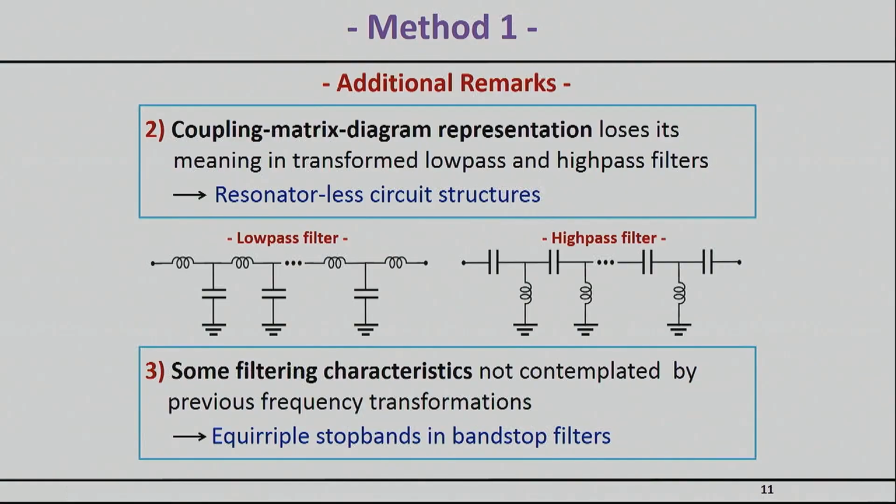There are a couple of other additional remarks which I kind of already mentioned. So the first one is that the coupling matrix diagram loses its meaning when you transform from a low-pass to high-pass or anything else. So again, you don't implement what you see in the low-pass diagram. And finally, not every single characteristic that you might want can actually be implemented by the mappings that I gave you before, right? So for example, if you want an equiripple stop band characteristic, it's not going to happen from the mappings I gave you before. So you need to be careful of what characteristics of the filtering are critical and which ones are not.